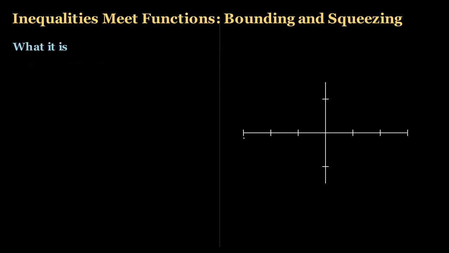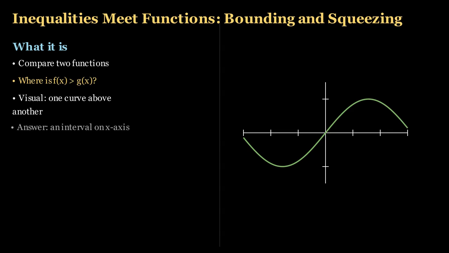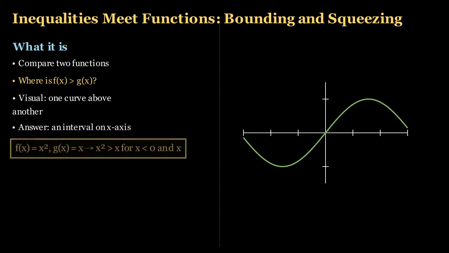So far, we've compared numbers, like saying 5 is bigger than 3. Now we level up. We compare whole functions. A function is a machine that spits out a number for every x you feed it. So asking where is f of x greater than g of x means, for which x values does the first machine give a bigger output?